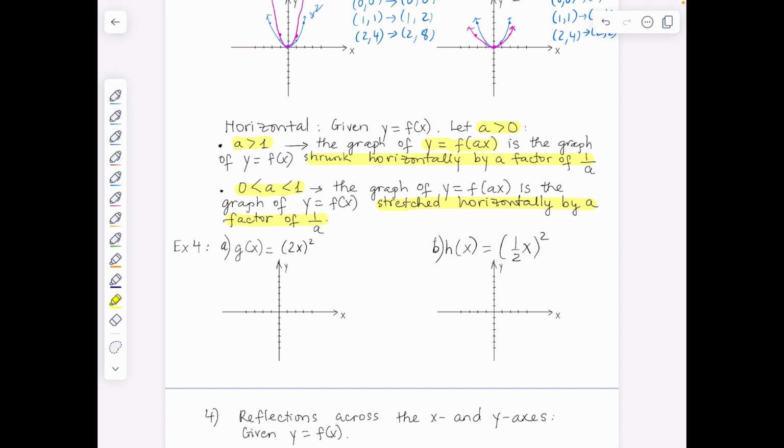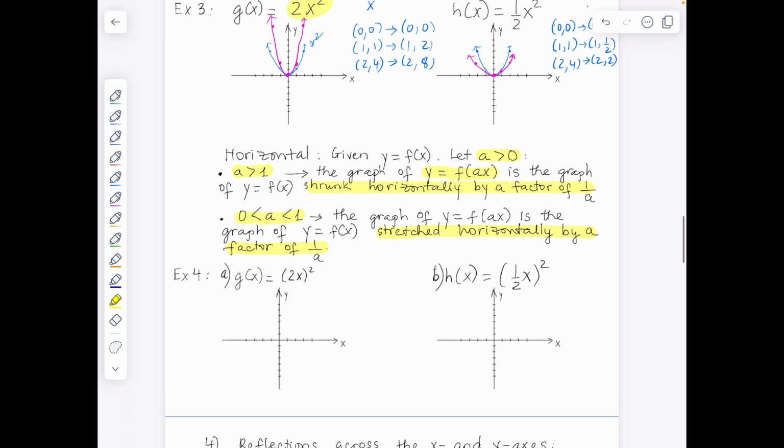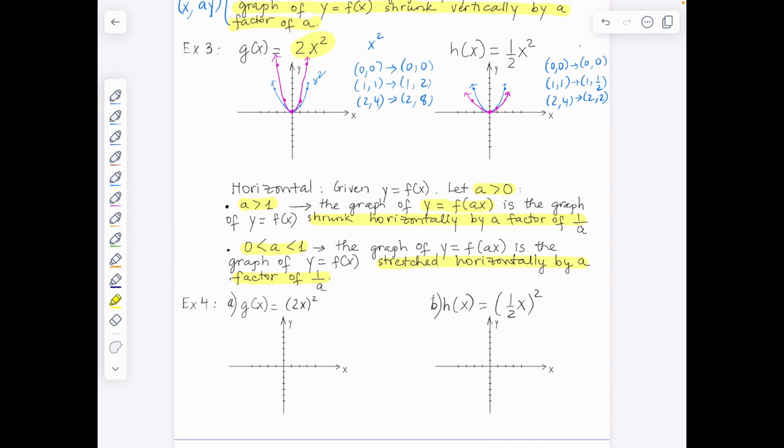So let's try example 4. I want you to compare example 3 and example 4. Notice how in example 3 we have 2 times x squared being f of x, which is the parent function. And then we multiply 2 by the whole function, the whole parent function f of x. So 2 times x squared. Now in example 4, however, we take x and multiply by 2 first. Like I said, a is being multiplied directly by x, and then you square the function.